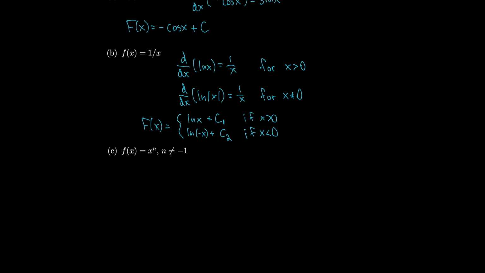Let's look at our power function, f of x equals x to the n, assuming that n is not minus 1, because if it was, then we would just be over there. So we need the derivative of something to be x to the n. Well, by the power rule, remember, you reduce the power each time. So you might think, okay, let's take the derivative of x to the n plus 1, because then it'll be reduced by 1 and give you x to the n.